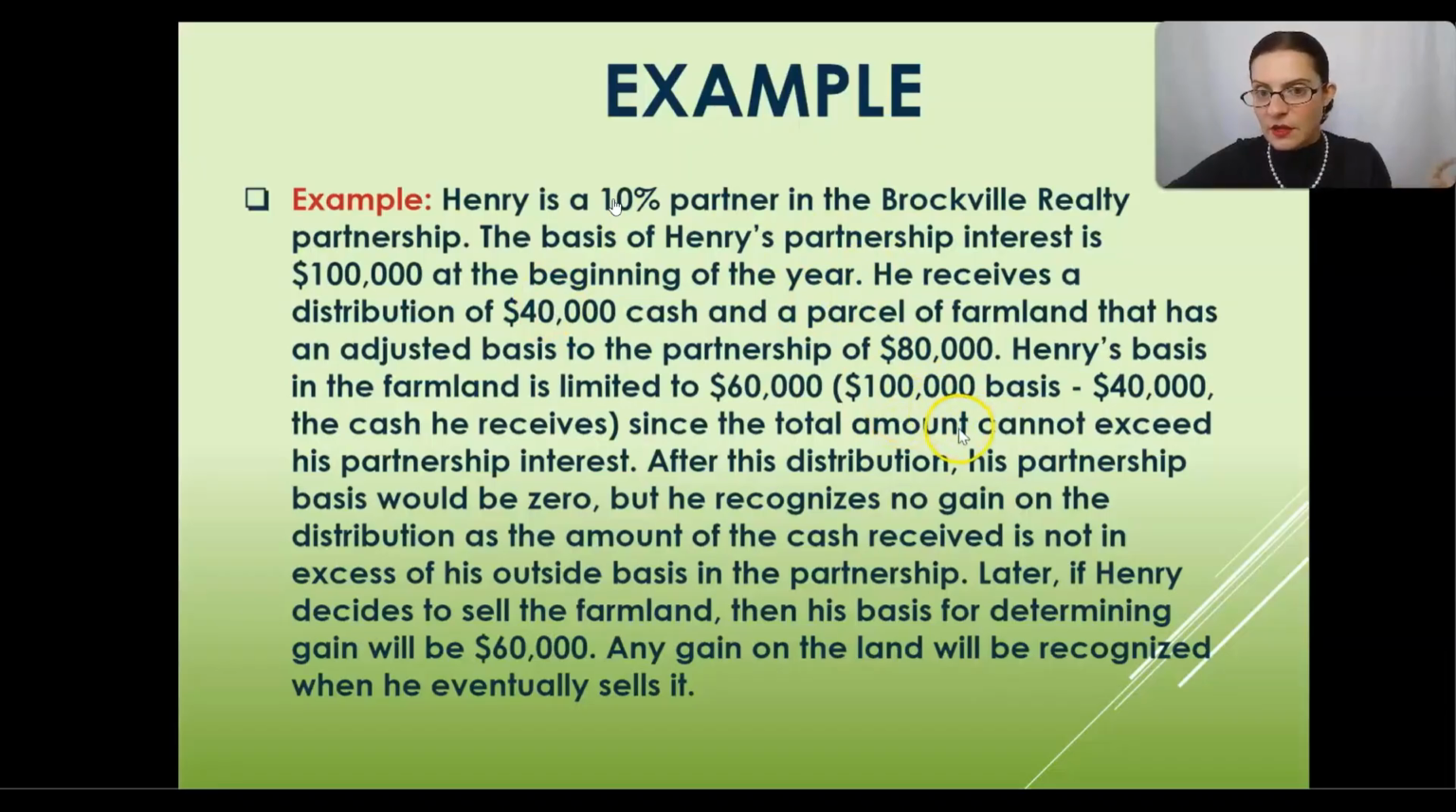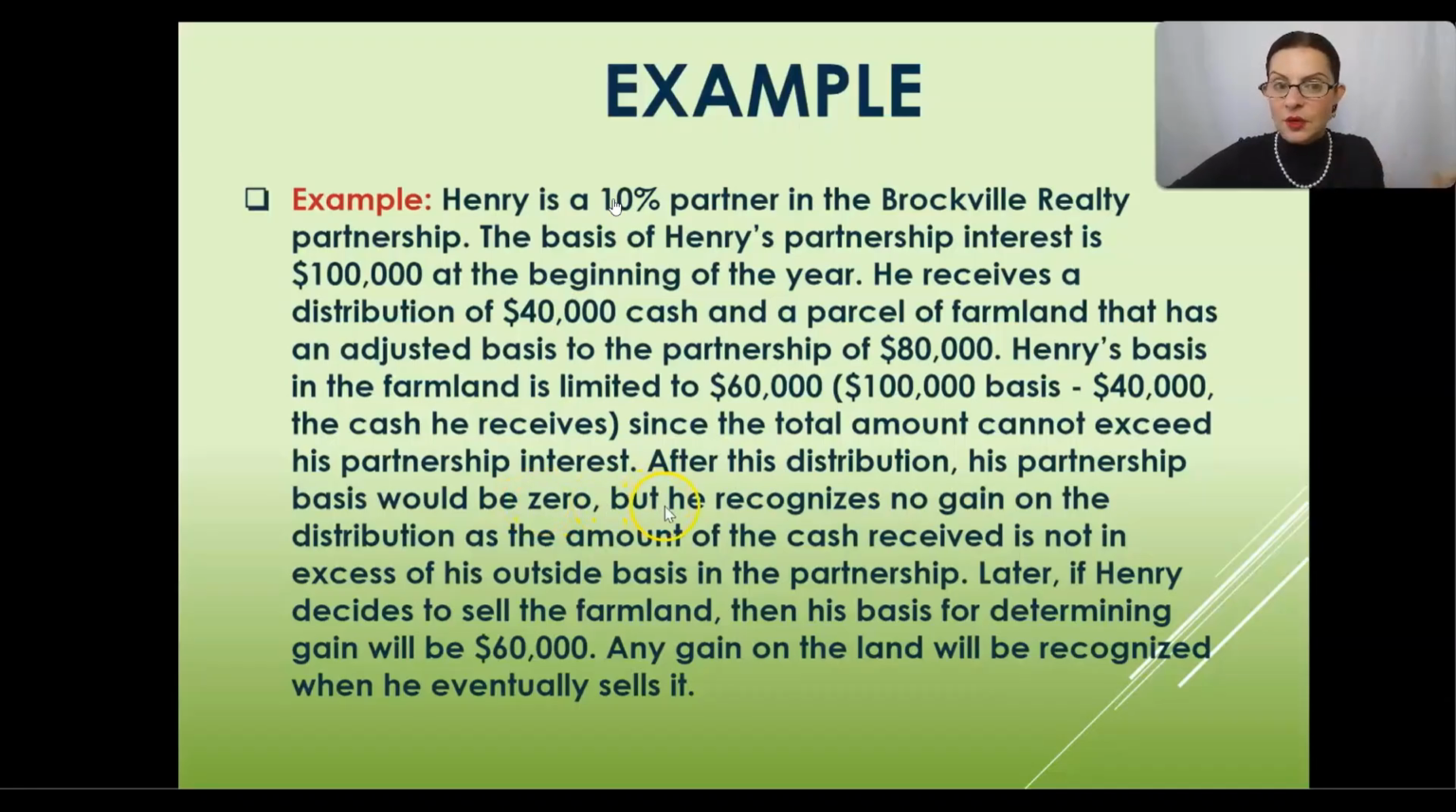So he has a $100,000 basis. He received $40,000 in cash. That's the cash he received. And then the basis of the farmland is $80,000 in the hands of the partnership. But what ends up happening is his remaining basis transfers to the land. So his basis in the land is $60,000, since the total amount can't exceed his partnership interest. After the distribution, his partnership basis would be zero. Okay, his basis is zero.